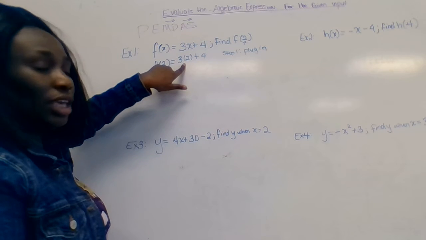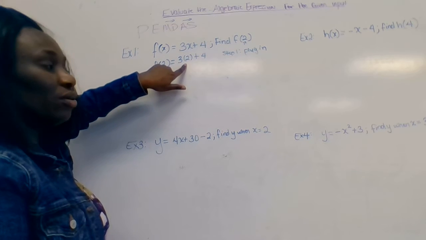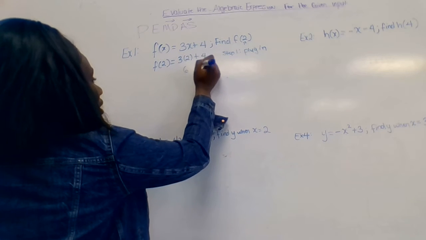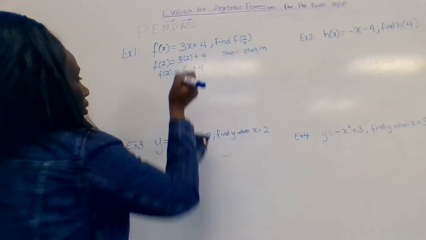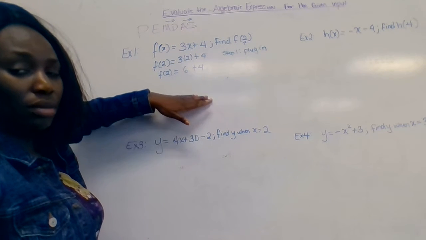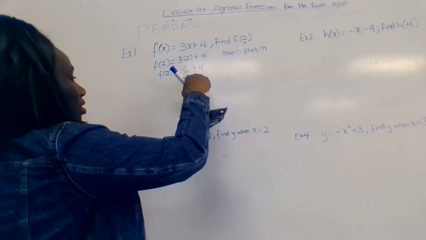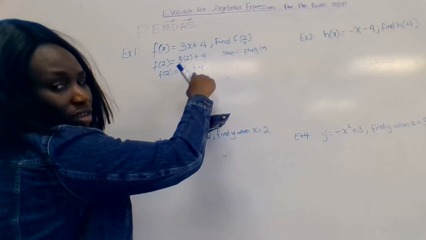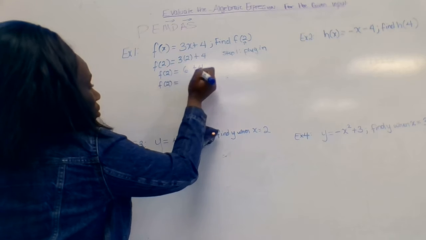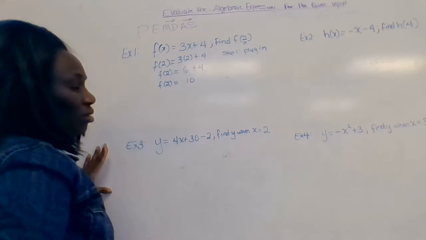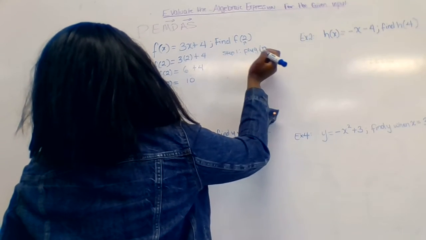So here I have multiplication, so I'm going to do that first before I add. 3 times 2 is 6, and then I have f of 2 equals 6 plus 4. You want to do it one step at a time, so if you make a mistake, you can clearly see where your mistake was. Then next, I'm going to do addition, 6 plus 4, so I get that f of 2 is equal to 10. Let's go to the next example.